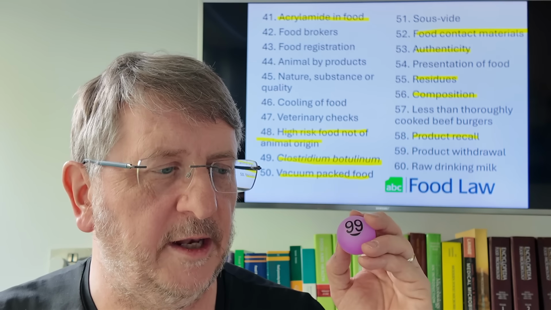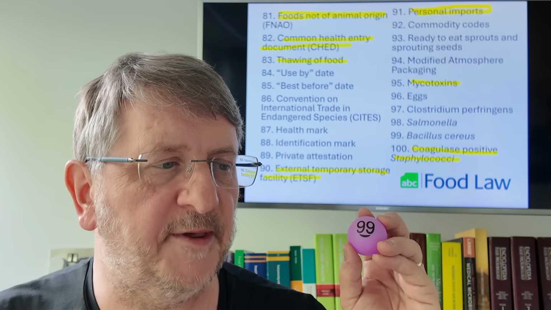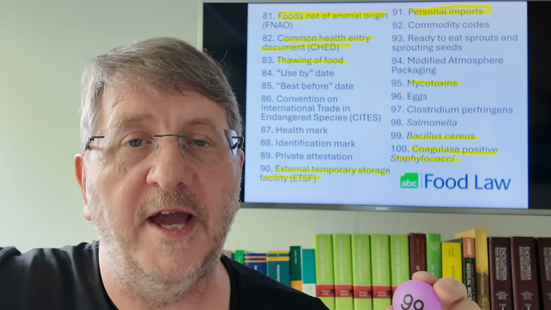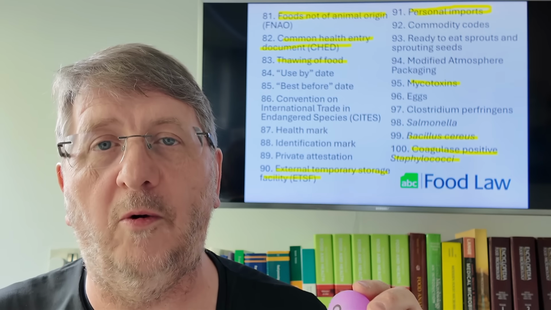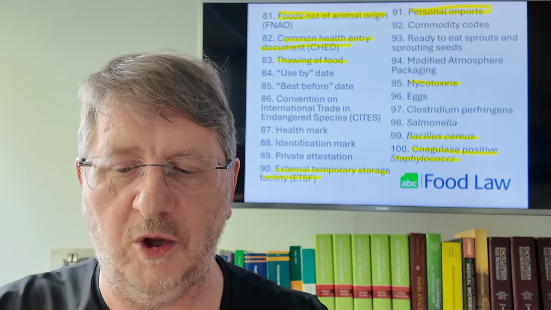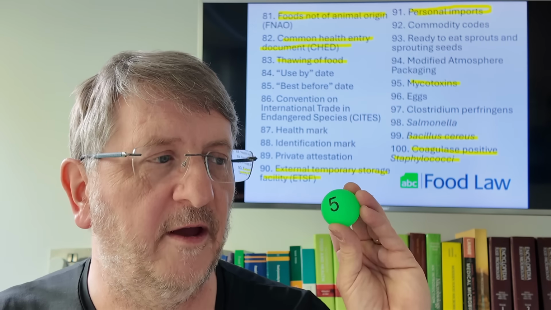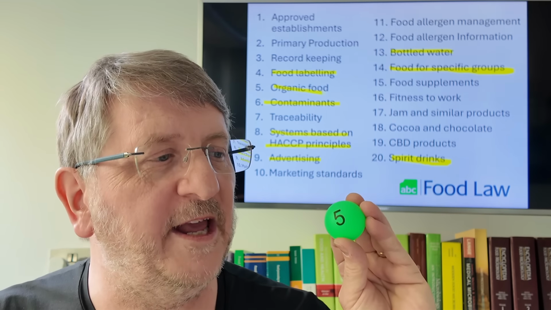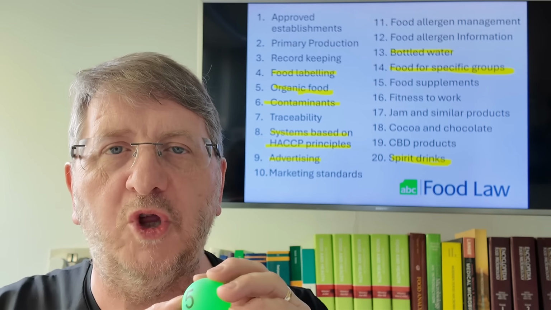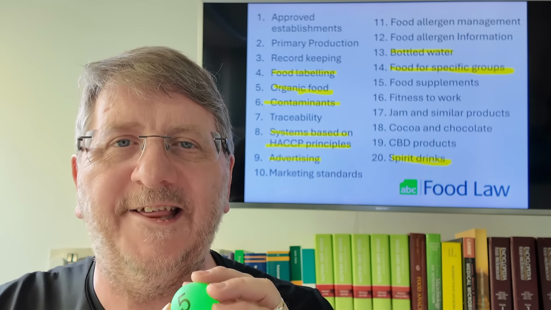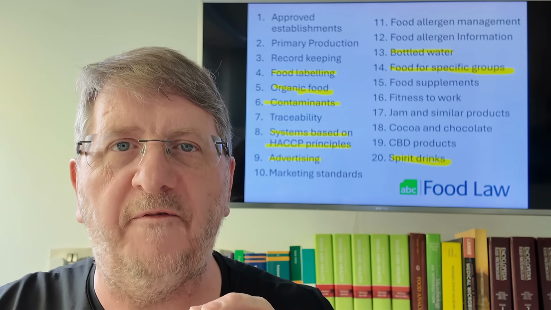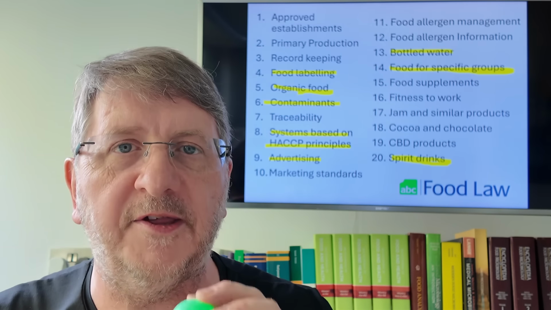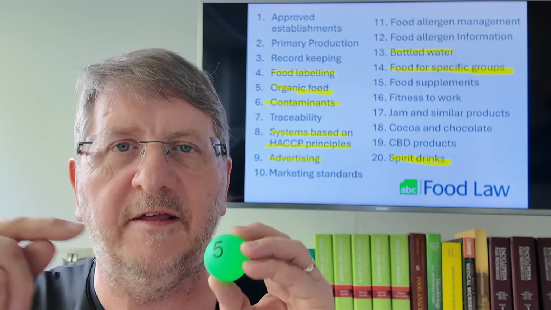Number 99. Bacillus cereus. Bacillus cereus is a food poisoning bacteria, often associated with consumption of poorly cooked or handled rice, and it's a food hygiene issue. Number 5 is organic food. Organic food is obviously produced to certified organic standards. You can only call a food organic in the name of the food if 95% of the agricultural ingredients are indeed certified as organic. Organic is a food standards issue.